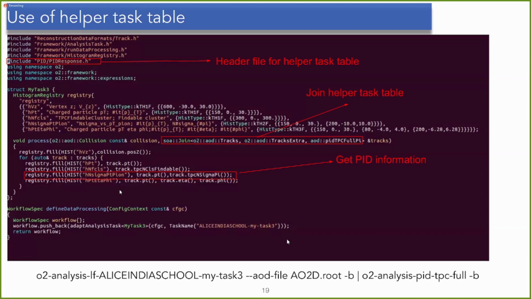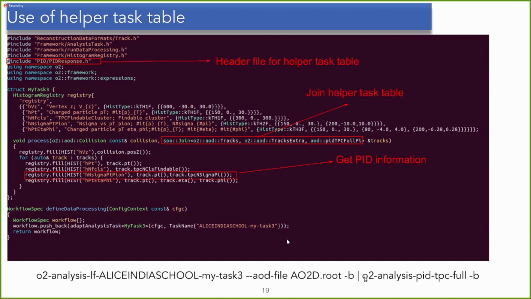But remember, if you are using these helper task tables, that means you are using some additional analysis task in addition to your own analysis task. Therefore, where you are going to execute it, as in the previous example, you just need to put the name of your executable task, then the AOD file name, then the -b.